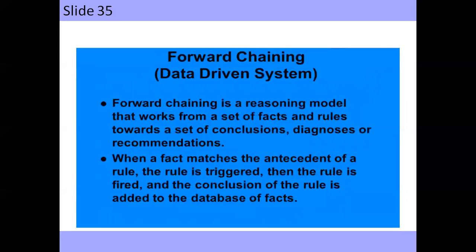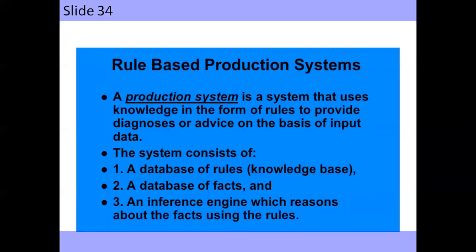So what exactly is meant by a production system? It is a system that uses knowledge in the form of rules to provide a diagnosis or advice, on the basis of the data we get, which is nothing but the input data. That system consists of a database of rules, which is the knowledge base, a database of facts, and the inference engine, which reasons about the facts to use the rules.